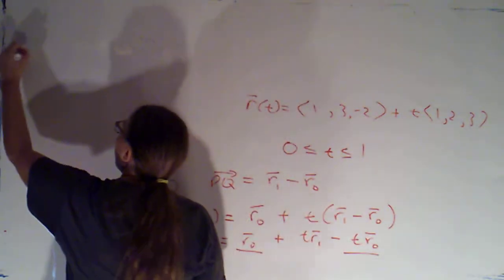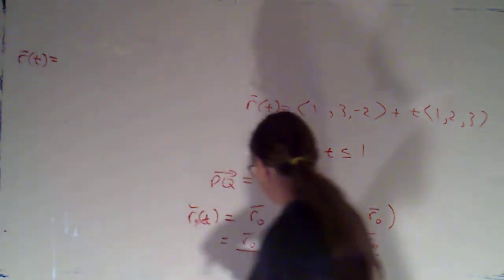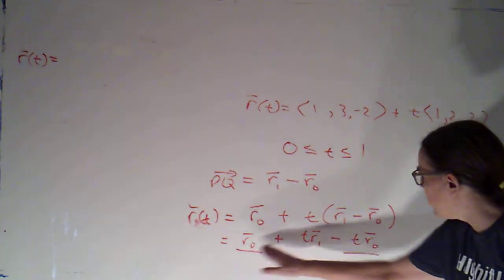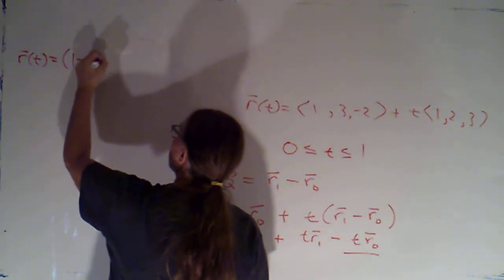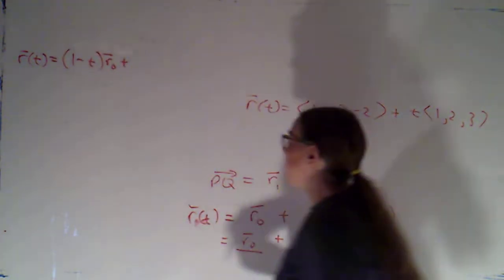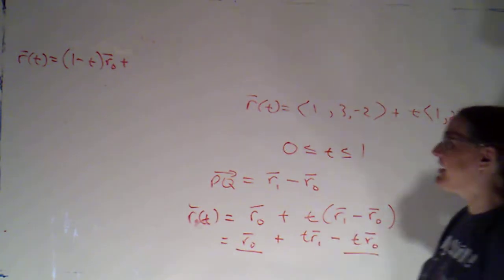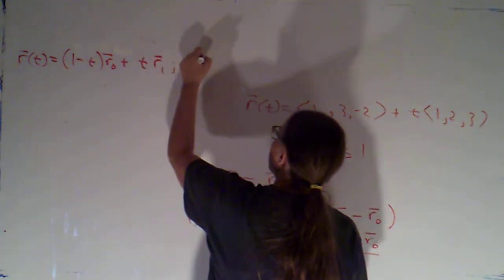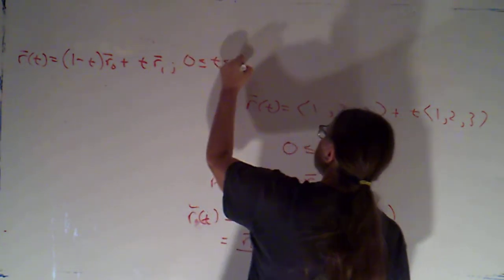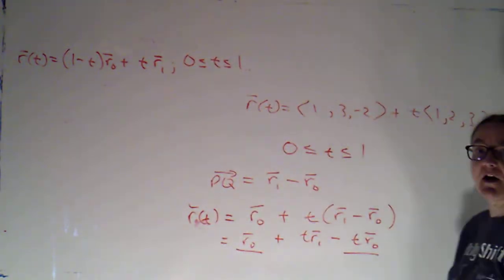So I would get r of t is equal to, it looks like for the r naughts, I have 1 minus t of them. Plus, for the r1s, I've got t of them. And of course, we've still got that restriction that t is between 0 and 1.